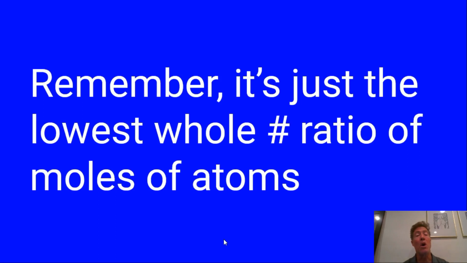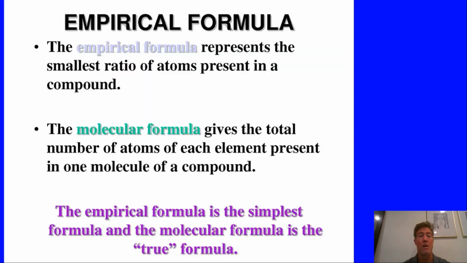Remember, it's just the lowest whole number ratio of moles of atoms. That's what we're comparing. That's what the empirical formula is. So, just to sum it up, empirical formula represents the smallest ratio of atoms present in a compound. The molecular formula gives the total number of atoms, not just the ratio, but the total number and kind of each element present in one molecule of a compound.